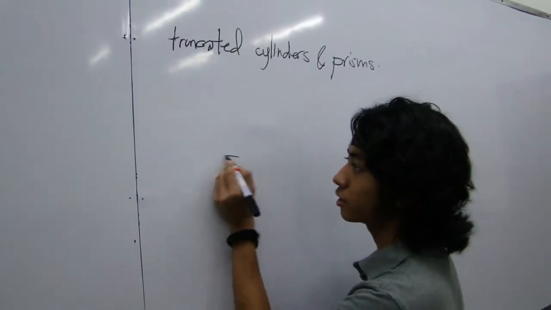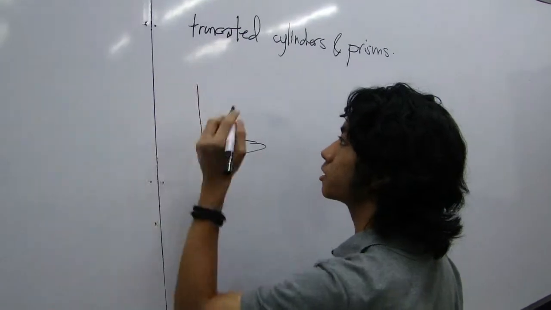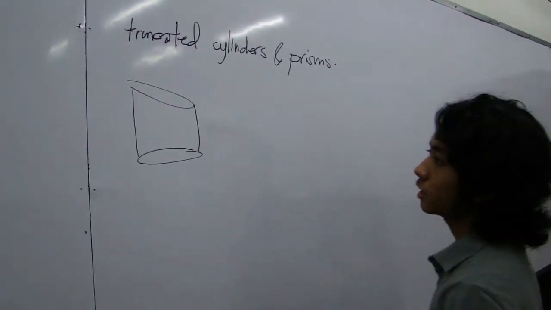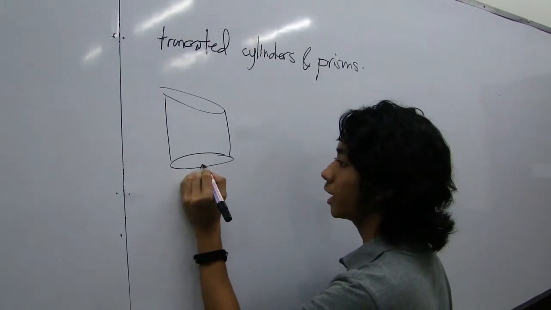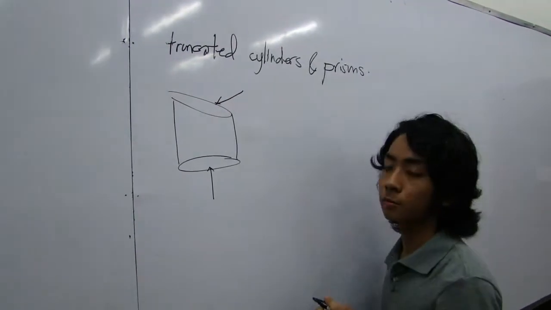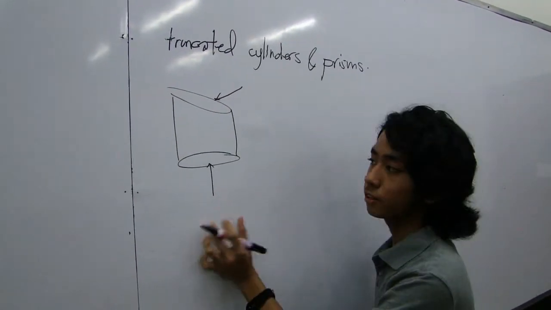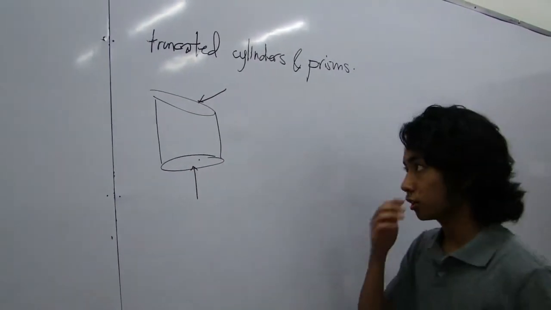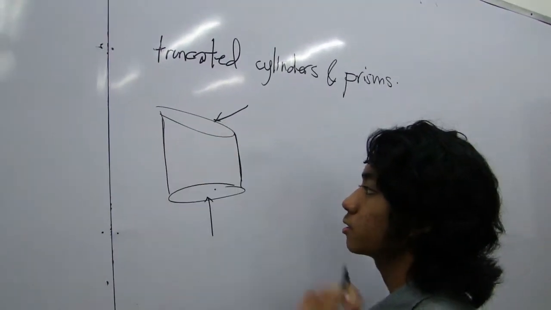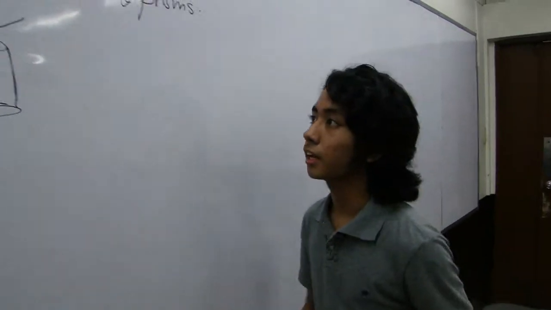Truncated cylinders and prisms. And before we begin with equations, we have to understand the properties of truncated cylinders and prisms. With a truncated cylinder, we have a circular base and another non-circular upper base, which is tilted with respect to the circular base. And it has two edges, which are the longest and the shortest side.